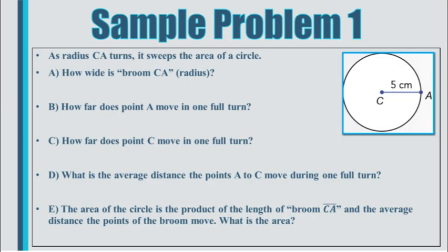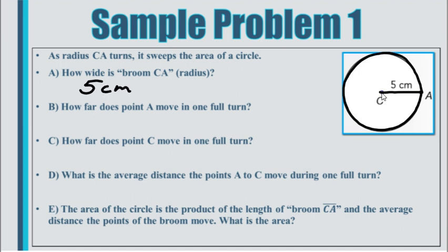Let's take a look at an example here. As radius CA turns, it sweeps the area of a circle. So this part is the broom, and it's just going to go all the way around here. One part of the broom stays in the center of the circle, in one place. The outer side just goes all the way around, forms a circle. So how wide is broom CA? It really means what is the radius of that circle? And that would be 5 centimeters.